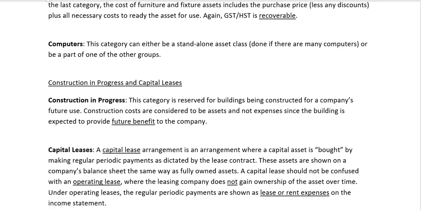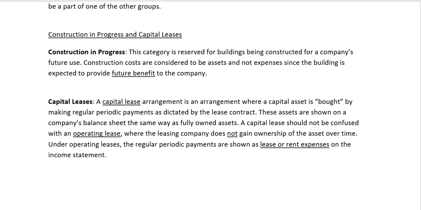Computers. This category can either be a standalone asset class, if there are many computers, or it can be part of one of the other groups. So if you have one or two computers in your office space, don't bother making a separate category. You can include it in equipment. But if you have full computer labs, you probably want to do a little better than that. Have it as its own asset class.